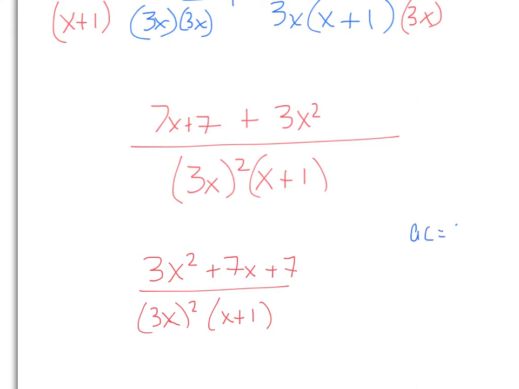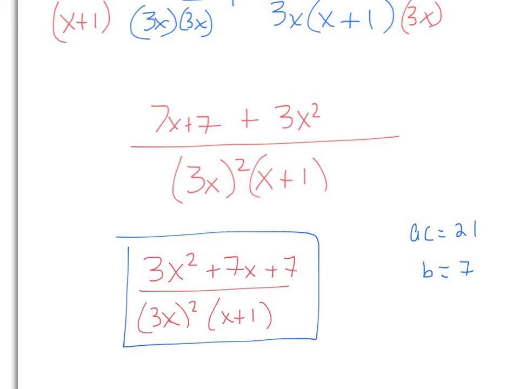So AC turns out to be 21. B is 7. Are there any numbers that multiply to give you 21 and add up to 7? What are the only factors of 21, really? Besides 21, 7 and 3, and those don't add up to 7. So is this factorable? No. Easy enough. So we don't have to go any further. This is our final answer. Again, if you want to write it like this, by the way, that would become 9x squared, really. This is really 9x squared, distributing to both of these.